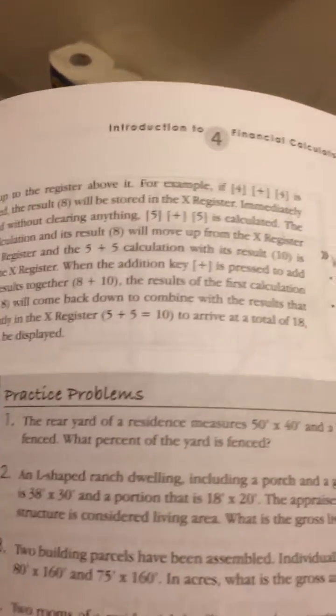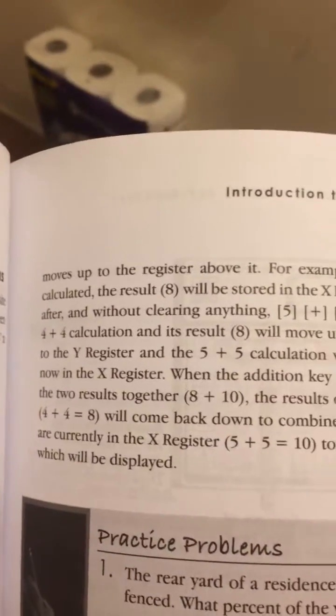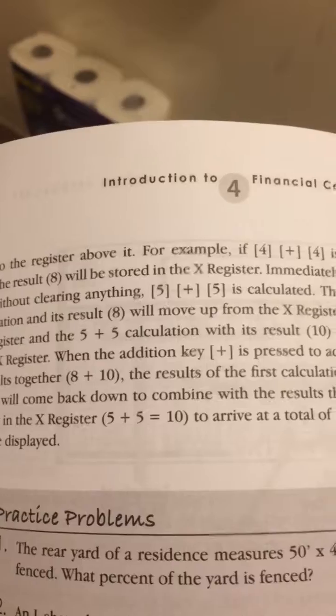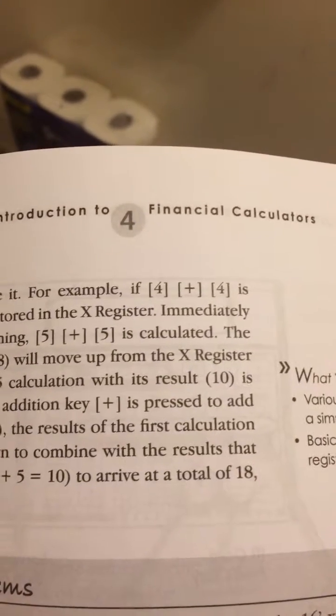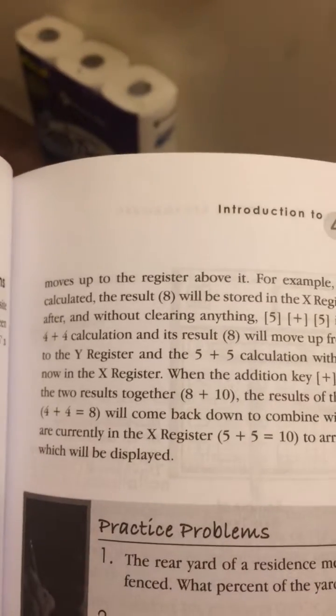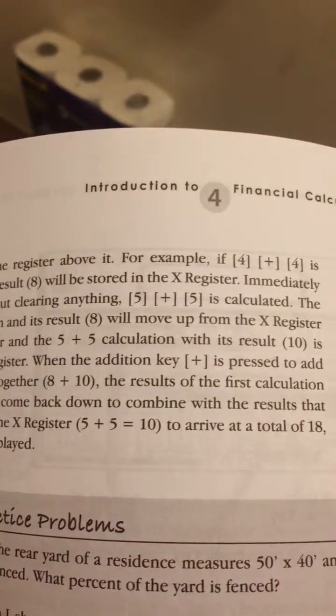Residential sales comparison and income approaches, page 123. Moves up to the register above it. For example, if 4 plus 4 is calculated, the result 8 will be stored in the X register.